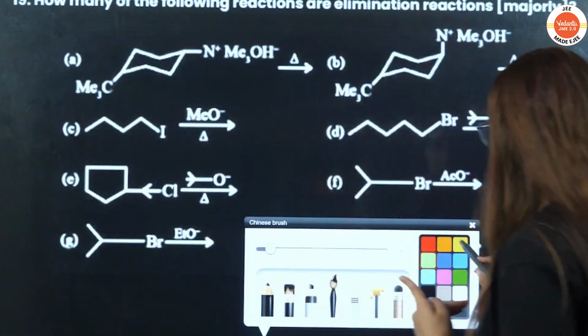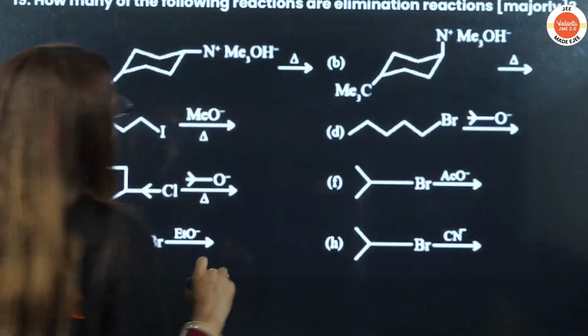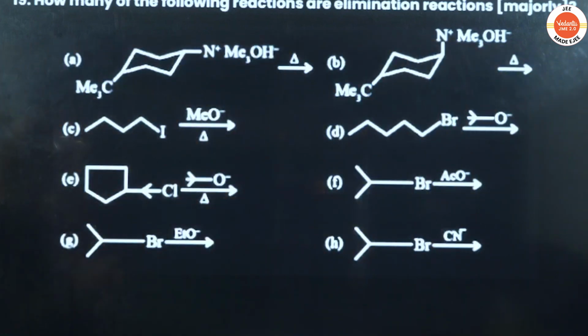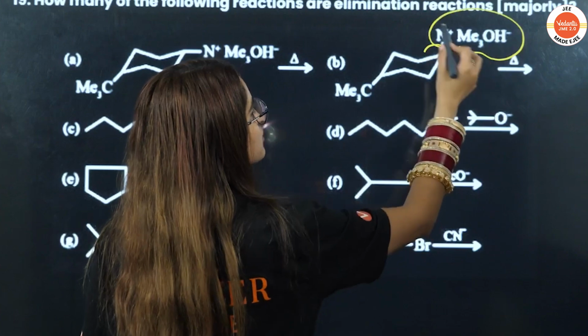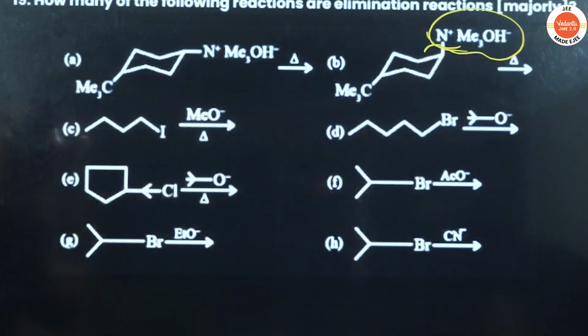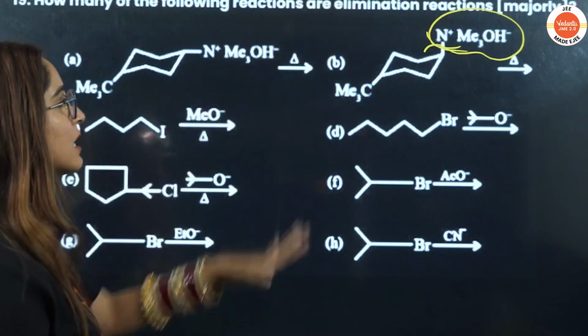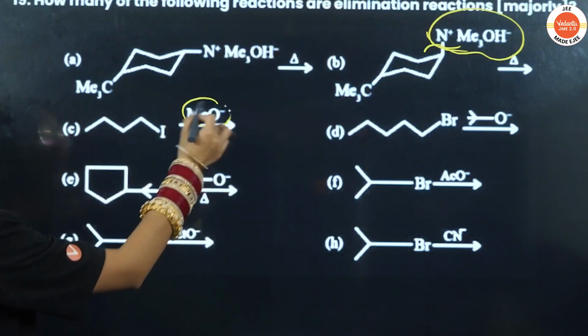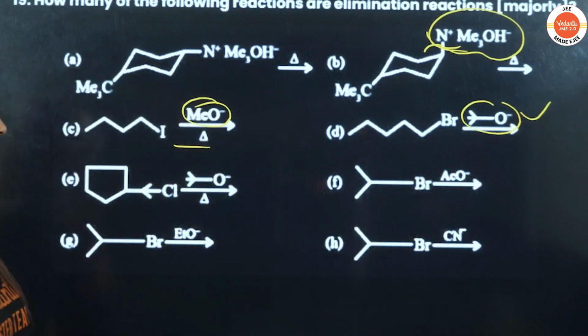Next is, how many of the following are elimination reactions majorly? That's a very, very interesting question. Why? Because you have to see how many of the following are elimination reactions here, right? So let us see that. Firstly, as you can see, out of first and second, because of the steric factors, this is going to show elimination reaction, right? Here, this is a strong base, so it can show elimination. This is a heavy base, it will show elimination, right?